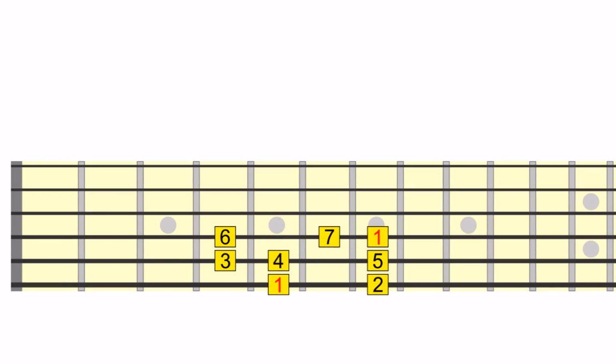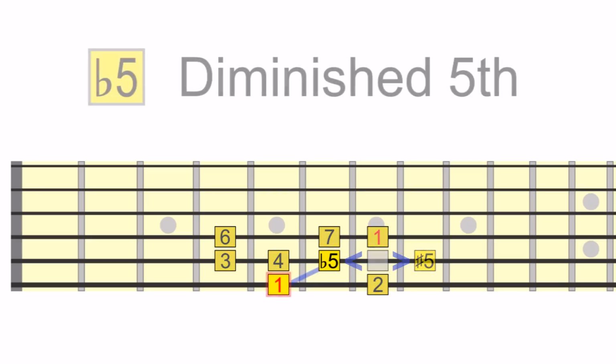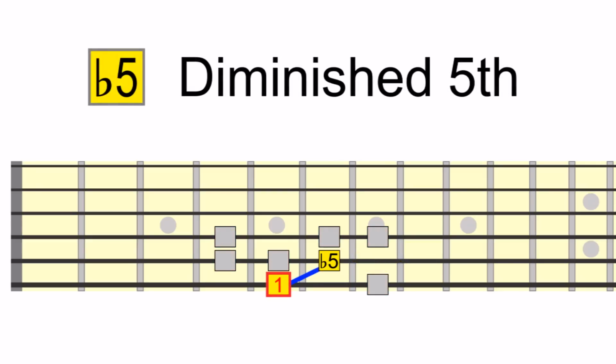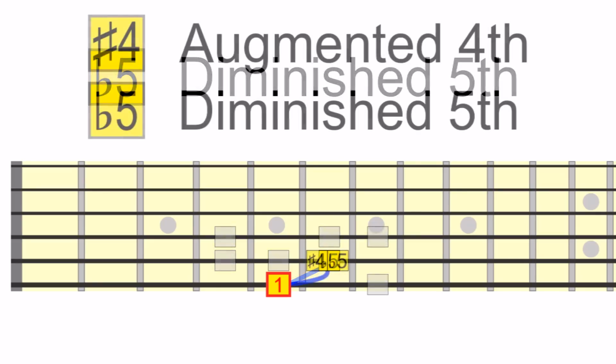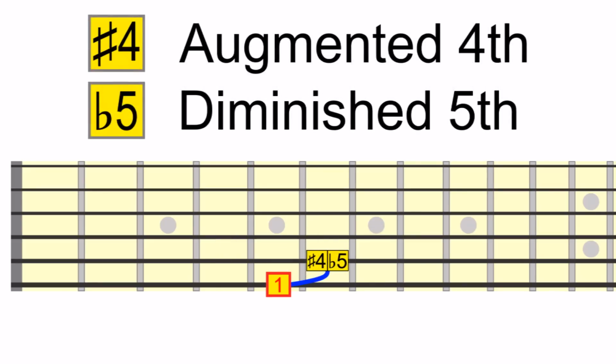Back to the original position. Let's now move the 5th. Now, here's where things get a little confusing. We can potentially have a flat 5 or a sharp 5. A flat 5, also known as a diminished 5th, occupies the same position as an augmented 4th. So how do we know whether to call it a 5th or a 4th?